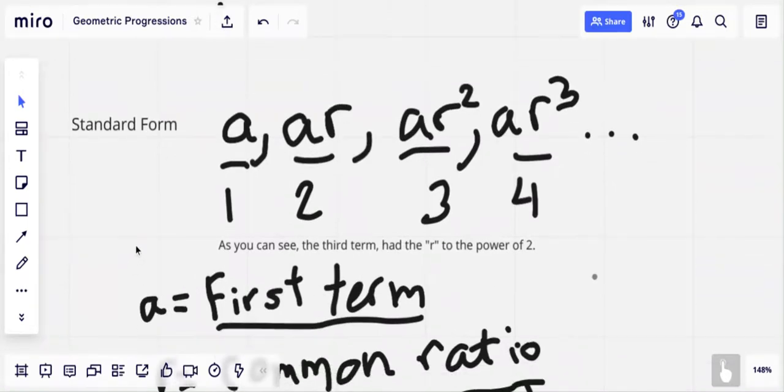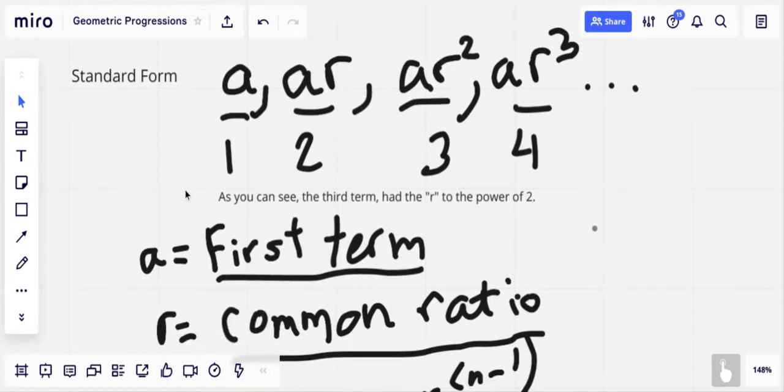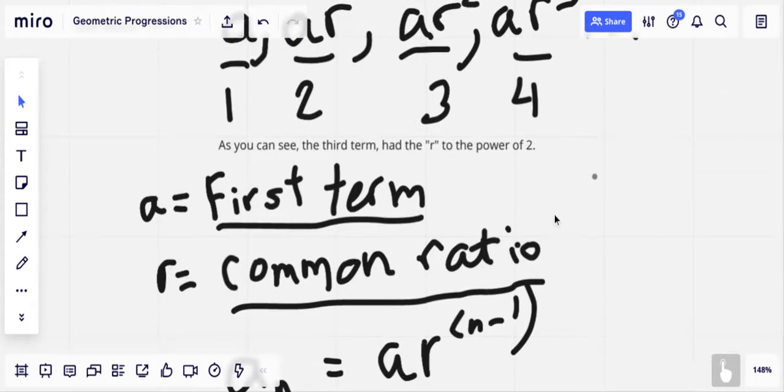The standard form of the geometric progression is a, ar, ar squared, ar cubed, where a is the first term, ar is the second term, ar squared is the third term, and ar cubed is the fourth term. Something to keep in mind is that the third term has r to the power of 2 and not 3. It's a common mistake that people make.